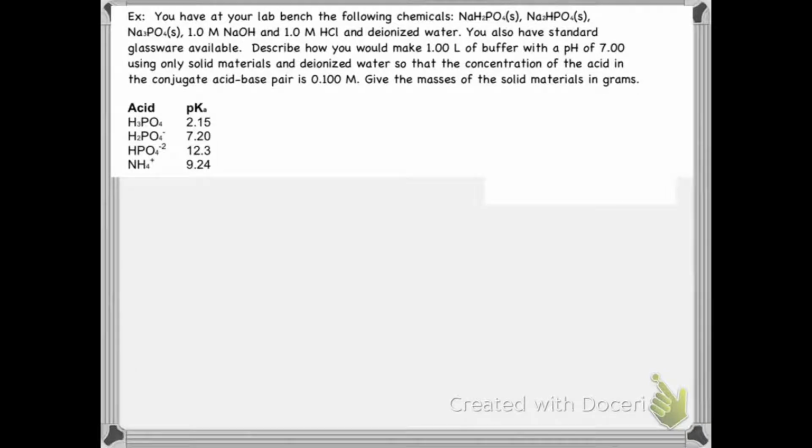Okay, we're going to do this buffer problem in 3 different ways. The first thing we need to look at before we start is what buffer do we want to use? What's our acid? What's our conjugate base? So we want a pH of 7. So we first want to figure out which acid has a pKa closest to that. Well, H2PO4 minus has a pKa of 7.20. So that is going to be our acid component in our buffer. The conjugate base of that is HPO4 2 minus. So that is our buffer system.